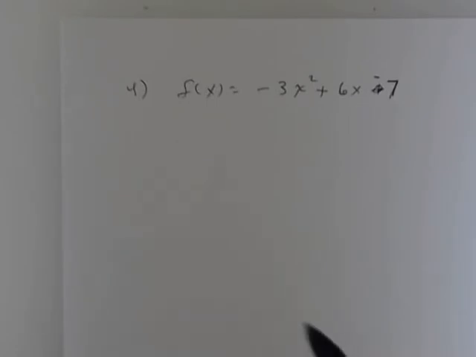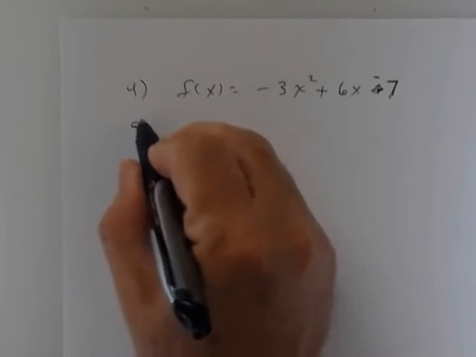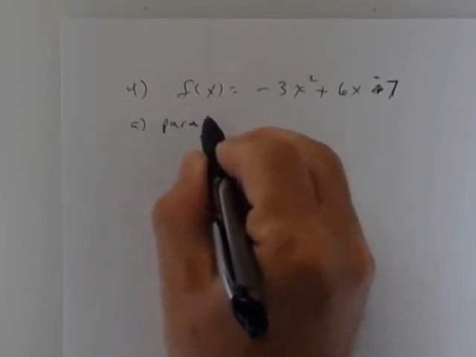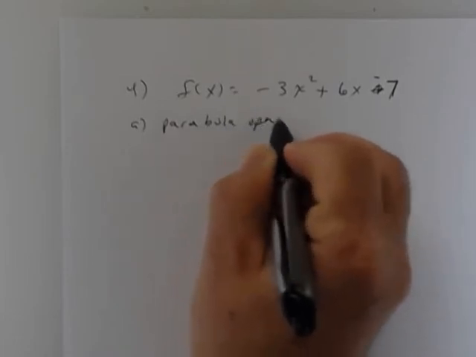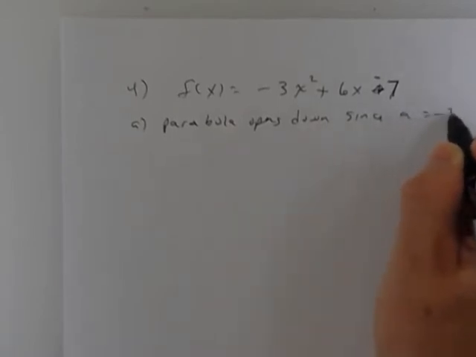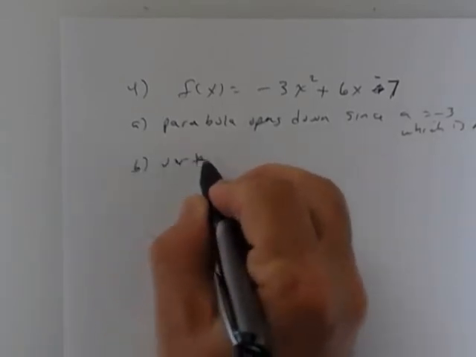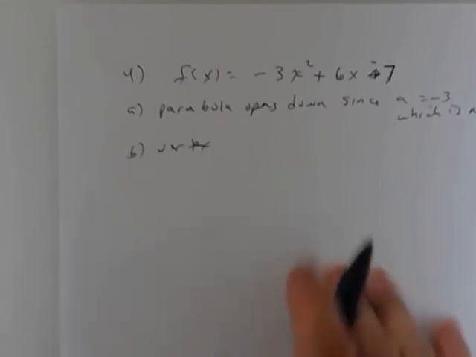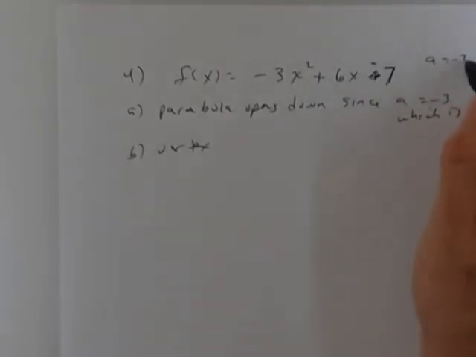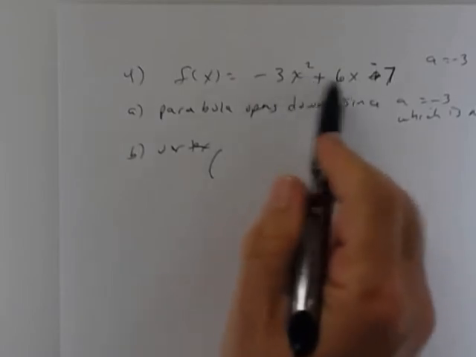Okay, so does the parabola open up or down? It opens down, since a equals -3, which is negative, right? Okay, B, let's find the vertex. All right, so a is -3, what's b? And what's c?